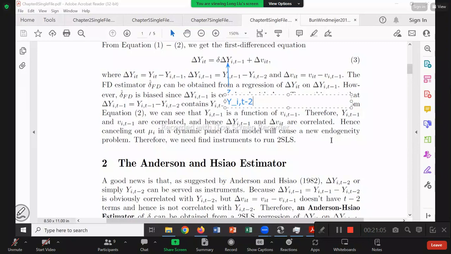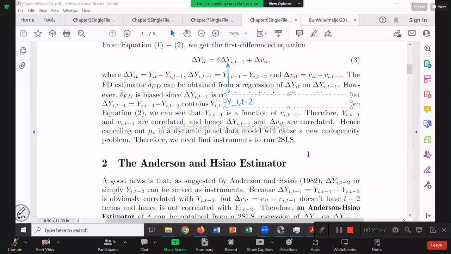Basically, this is an additional assumption: as long as v is not autocorrelated over time. In other words, if v i t is, say, i.i.d. over time, then the error terms last year, this year, and so on are not correlated. Then v t minus 2 has nothing to do with v t minus 1, and also nothing to do with v i t. As long as the v i t are random noise, the second condition, the exogeneity condition, is satisfied.